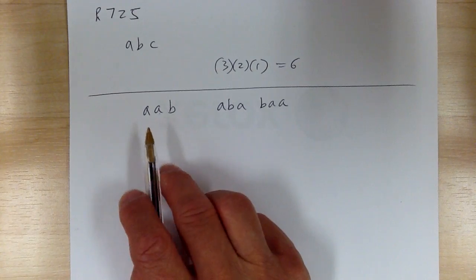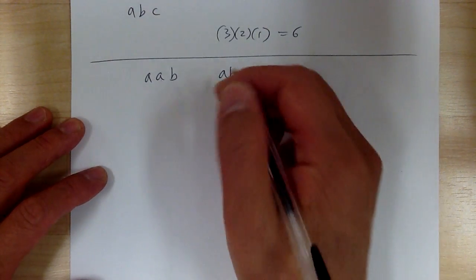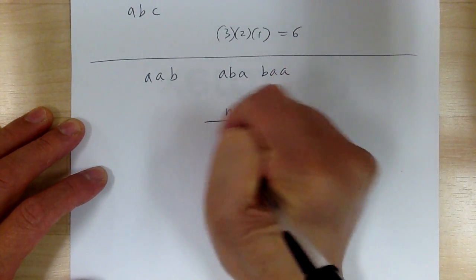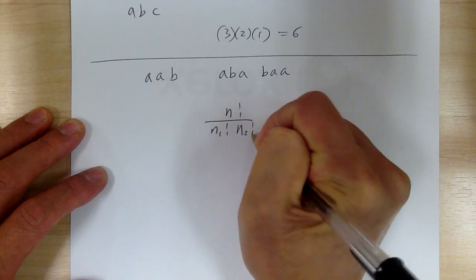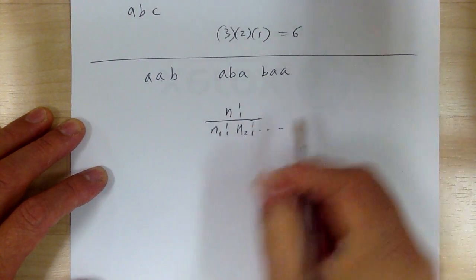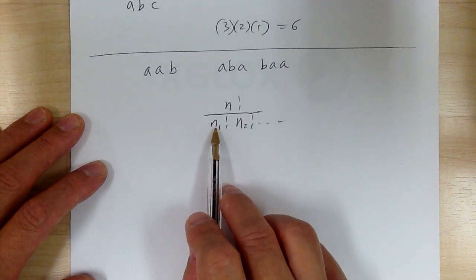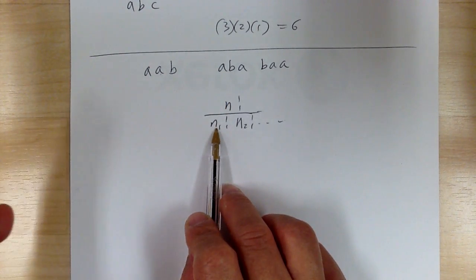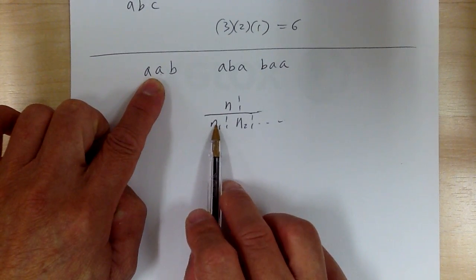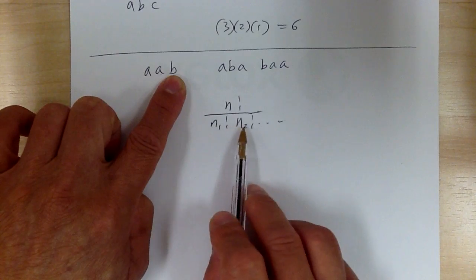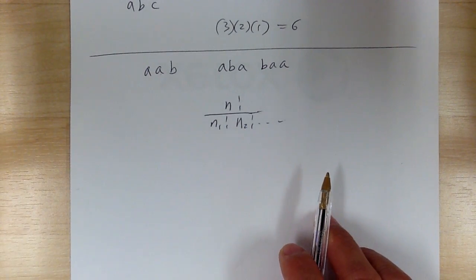So the way to do this, the formula is on the very bottom. The formula is n factorial over n1 factorial, n2 factorial, and so forth. Here n is the total number of items, and the others are the number of each type. Like for A, there are 2 of them, so it may be 2 factorial. There is 1 B, so you get 1 factorial, and so forth. As we go over examples, it will become clearer.